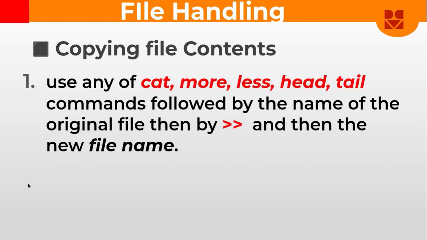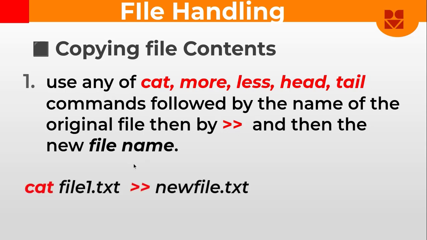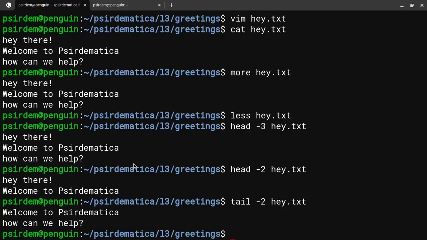So to do that, we can use any of the reading commands, either the cat, the more, the less, the head or tail, and then after that use a double greater than sign followed by the new file name, right? So when you do that, you get your files copied. So for instance, I want to copy just the first two lines, right?